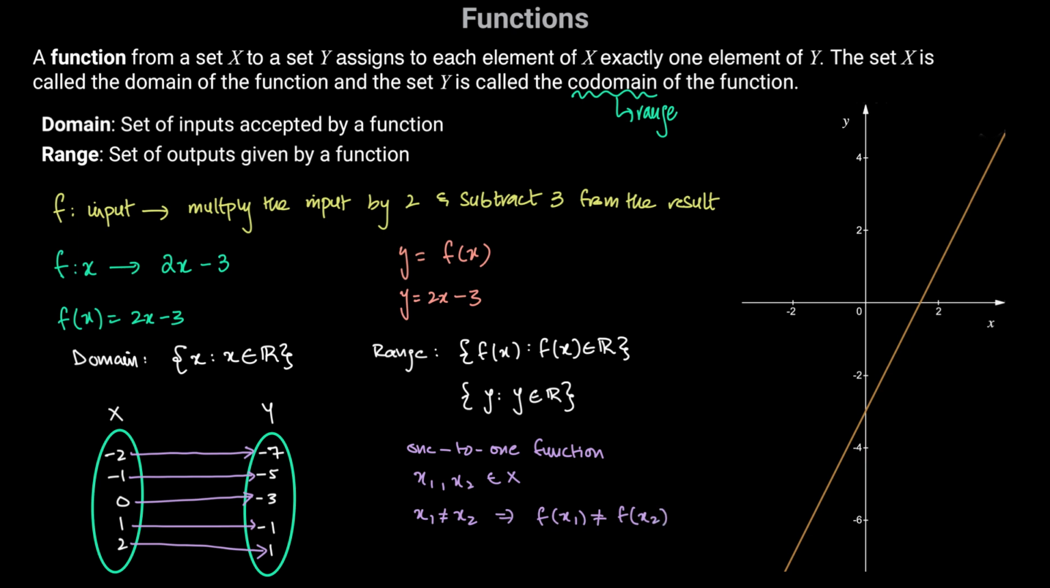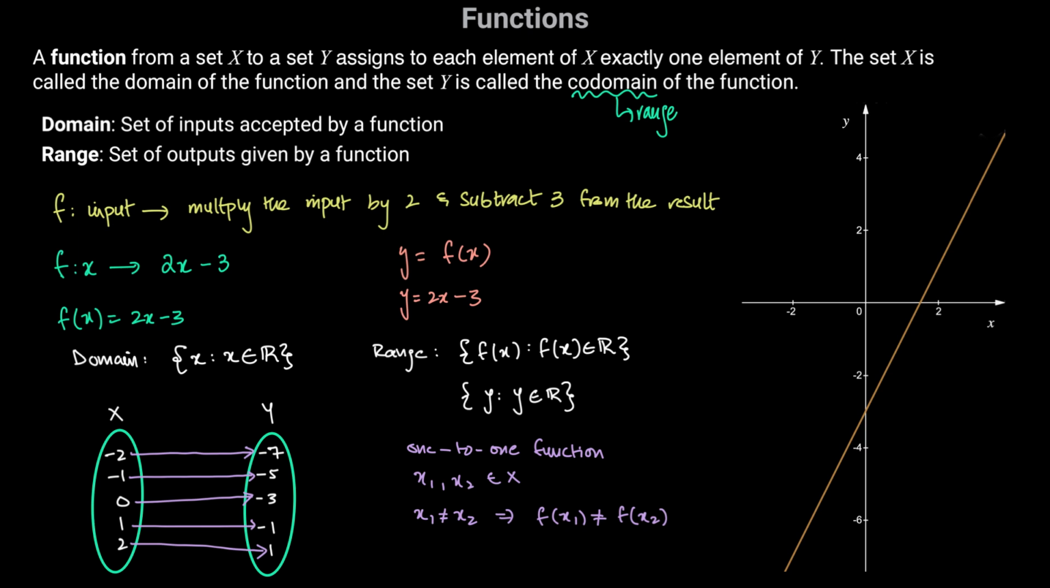So this is what we mean by a one-to-one function. It means that if I change the input, I'm going to get a different output. So it is a function, first of all, because for any input, I get exactly one output. But over here, if I have two different inputs, I will get two different outputs. That type of a function is called a one-to-one function. So the function f of x is equal to 2x minus 3 is an example of a one-to-one function.